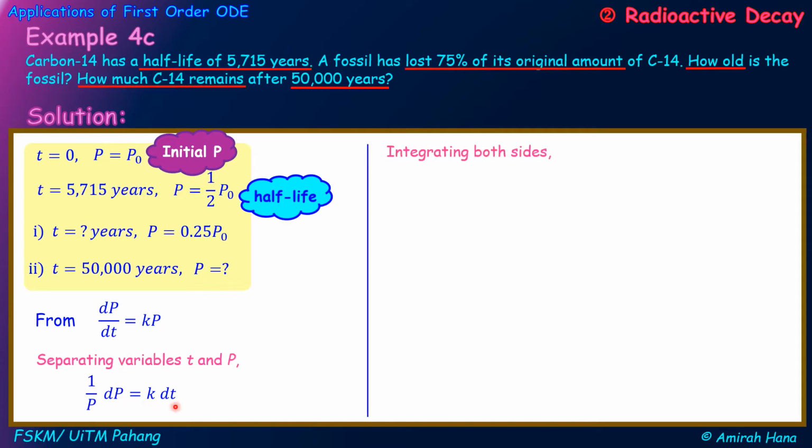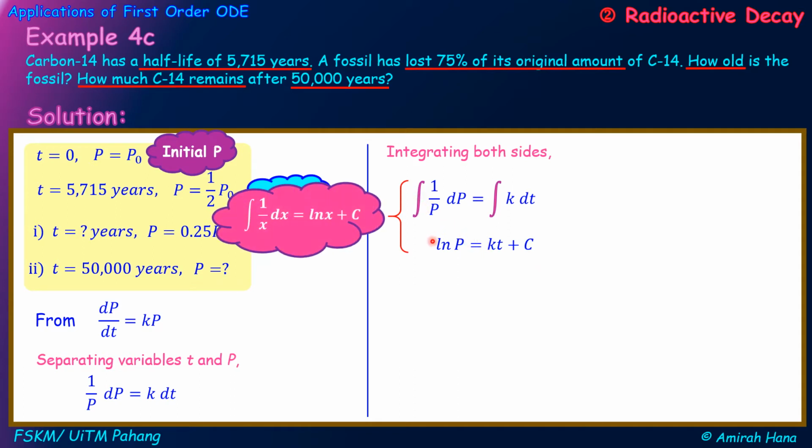After that, integrating both sides. From this equation, we just put the integration sign on both sides. And then we integrate the left hand side and the right hand side. When we integrate 1 over P dP, the answer equals ln P plus C. And when we integrate k dt, the answer equals k constant times t plus C. We just write plus C on one side only.